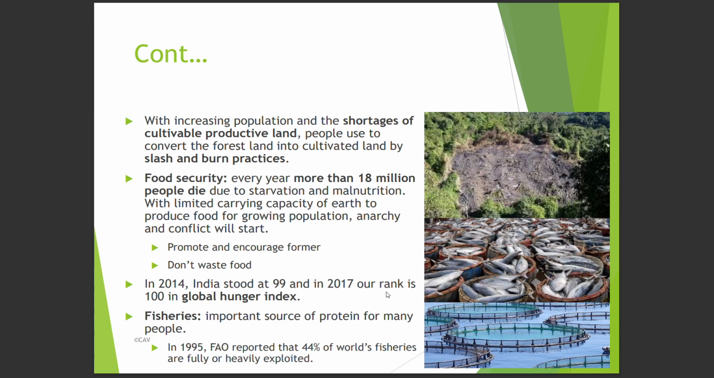In 2014, India stood at 99, and in 2017 was ranked 100 in the Global Hunger Index. Fisheries are an important source of protein for many people. In 1995, FAO reported that 44% of the world's fisheries are fully or heavily exploited.